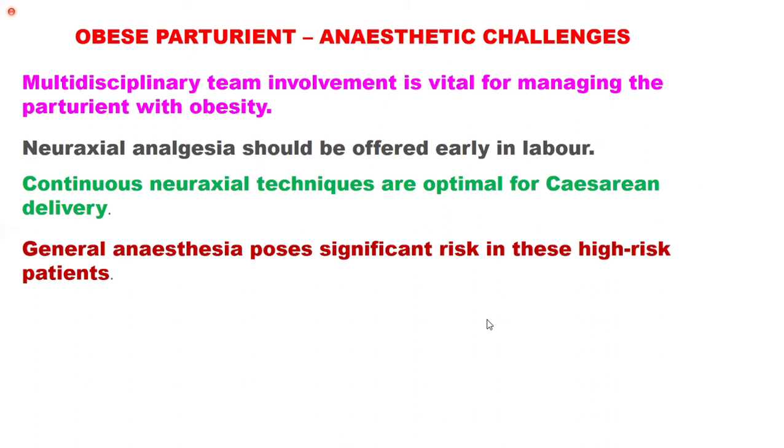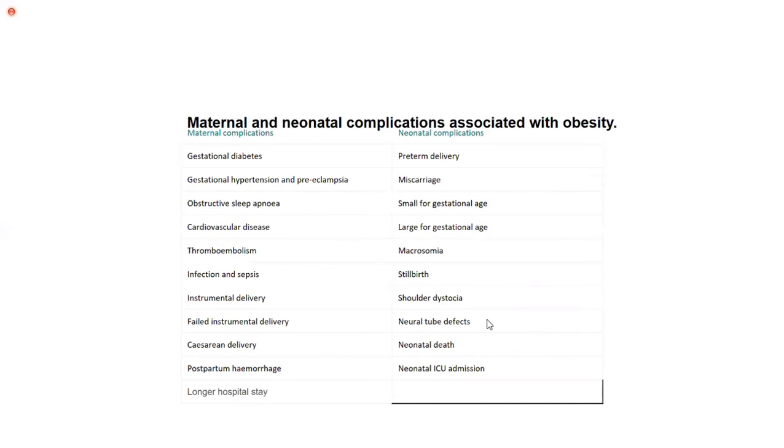And in obese parturient, the anesthetic challenges should be managed as a multidisciplinary team in hospital. Neuraxial analgesia should be offered early in labor. And continuous neuraxial techniques are optimal for cesarean delivery. General anesthesia poses significant risk in these high-risk patients. And maternal and neonatal complications with obesity, there are multiple ones which are there.